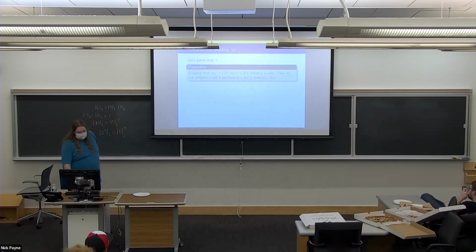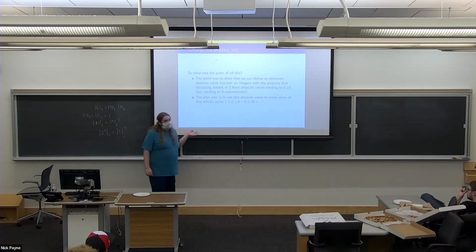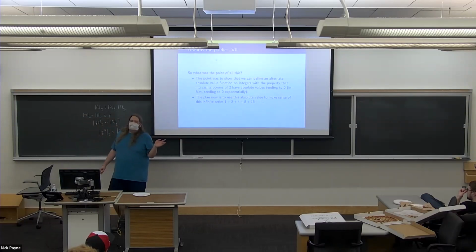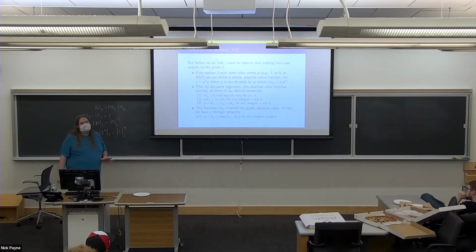Okay, so absolute values, good stuff. Lets me decide how big some integers are in a strange way. All right. So what was the point of this? Now that you're thinking about sizes, the point is I can give you a different absolute value function on the integers, such that the powers of 2, as I take bigger powers, have size going to 0. And so now the plan is to make sense of this infinite sum 1 plus 2 plus 4 plus 8 plus 16, etc.